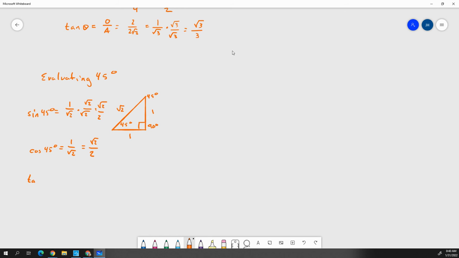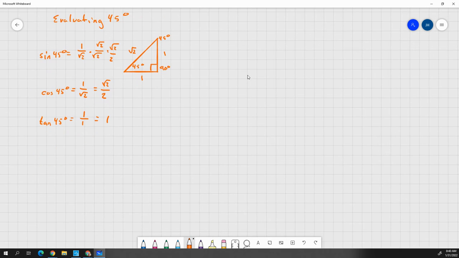Last, we've got our tangent of 45 degrees. Well, tangent of 45 degrees is O over A, right? The opposite over the adjacent. Well, that's just 1 over 1, which equals 1. So you're going to have special cases like that.